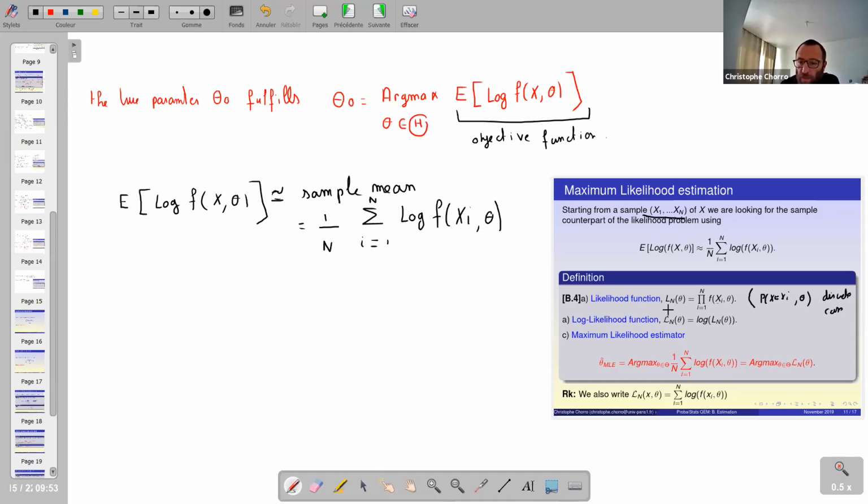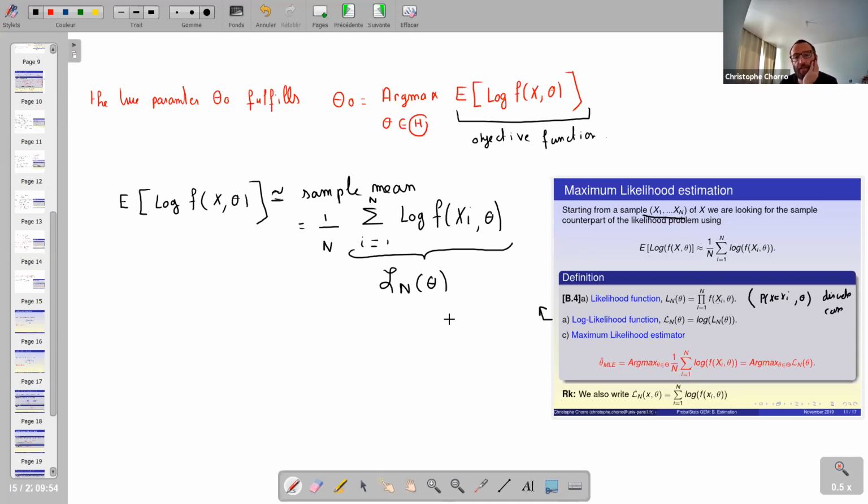So it's what we call the likelihood function here, the product from i equal to 1 to n of f(xi, theta), and the log likelihood is just the logarithm of this quantity. And what is the logarithm of this quantity? It's the logarithm of a product, so it's the sum of the logarithms. And you see that here, using this notation, you have exactly what you have, calligraphic L_n of theta. It's what we called the log likelihood.